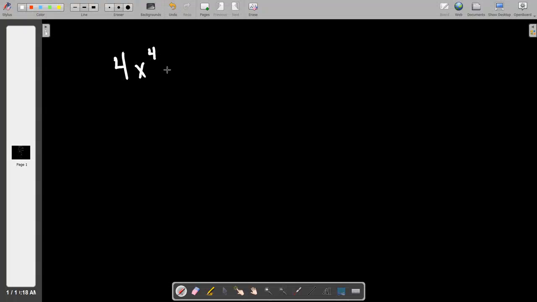4x to the 4th times 2y to the 2nd times x to the -10th. These are going to get a lot uglier in the next 10 minutes. So I would look at this right now, and I could make a case for property 1, and I could also make a case for property 6. And property 6 is the one where we see a negative exponent and we move it downstairs.